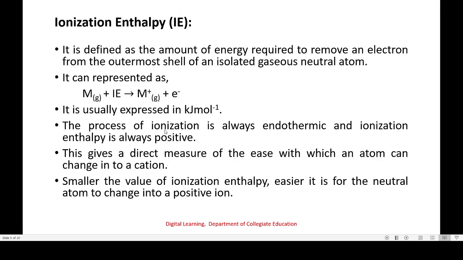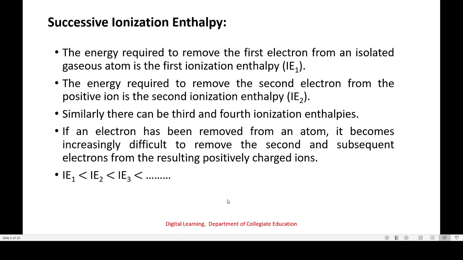The process of ionization is always endothermic and ionization enthalpy is always positive. This gives a direct measure of the ease with which an atom can change into a cation. Smaller the value of ionization enthalpy, it is easier for the neutral atom to change into a positive ion.